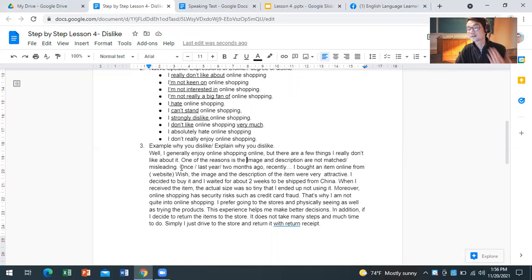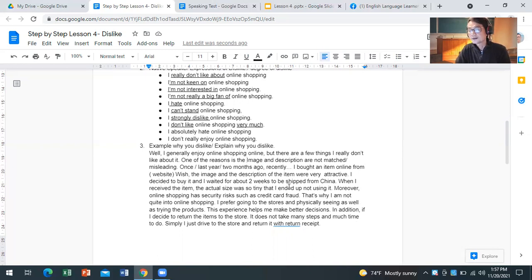Once, last year or two months ago or recently, I bought an item online from the Wish website. The image and the description of that item were very attractive when I first saw it. That's why I decided to buy it, and I waited for two weeks for it to be shipped from China. When I received the item, the actual size was so tiny that I ended up not using it.